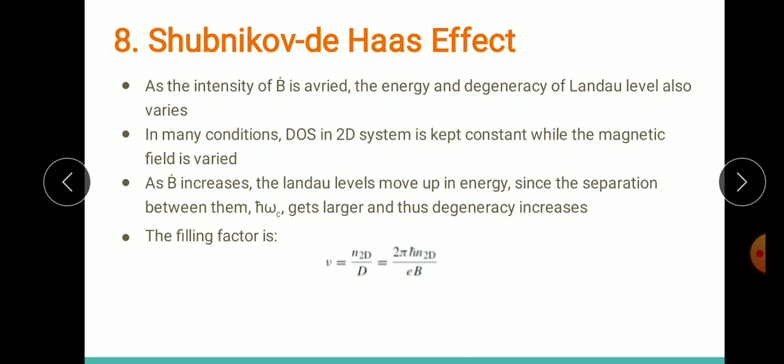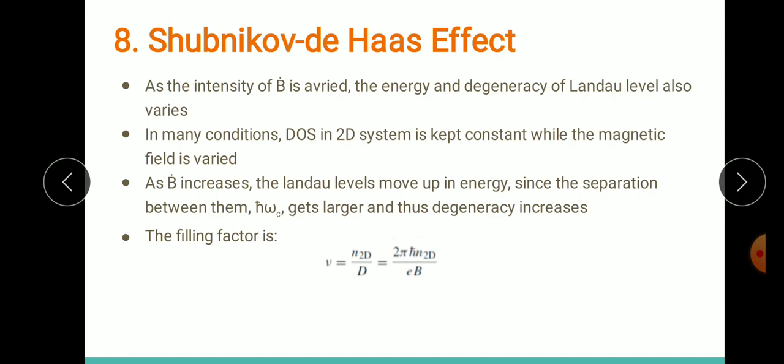So in most conditions, what happens is the density of states for a two-dimensional system is tried to be maintained constant even when there is an effect of magnetic field. We have seen that we cannot make it precisely constant, right? We have seen the change that happens in the DOS function of a two-dimensional system. There was a broadening in the peaks. Yet we tried to maintain this energy level constant in the DOS of a two-dimensional system.